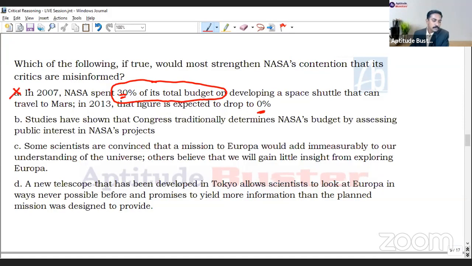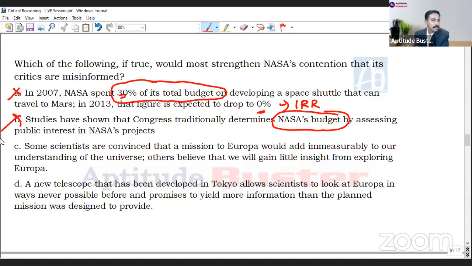So as you keep analyzing the choices, the end result would be you can much more quickly eliminate options. I would say option A is irrelevant. I explained how to identify relevant choices in part 1. So if need be, you can give it a second look in the part 1 video. Look at option B. Studies have shown that Congress traditionally determines NASA's budget by assessing public interest in NASA's projects. If you remember what we did for option A, within 3 seconds, we would eliminate option B too.